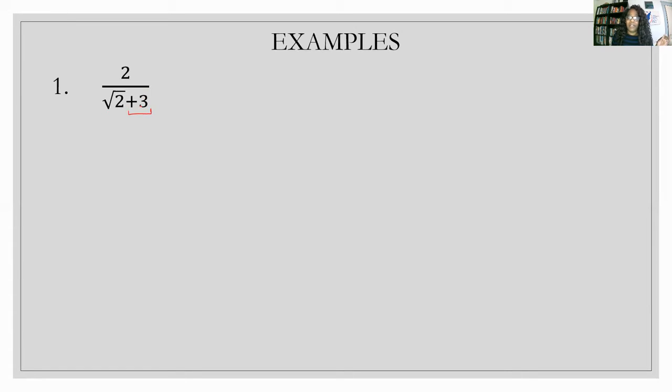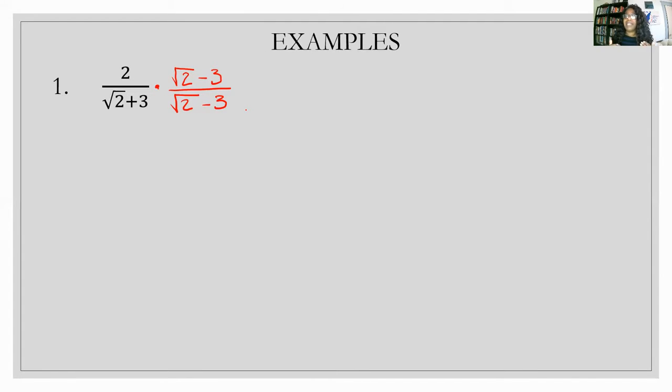So this is a binomial. So I have to multiply, which is correct, but I'm going to multiply by the conjugate. That means I have the square root of 2 minus 3. Whatever I do in the numerator, I have to do in the denominator. Same exact square root of 2 minus 3.